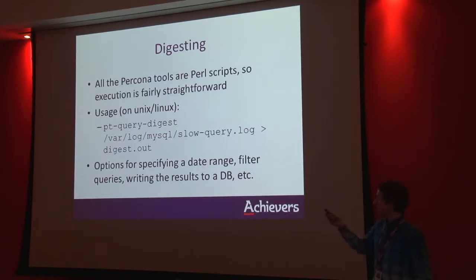So just to quickly go over running the tool, it's a Perl script, so all you need to do is execute it, point it to the slow query log, and point the output somewhere. The tool has many options, including specifying date ranges. You can write Perl code to filter what queries you want, and you can actually set it up to write this data to a database so that you can aggregate multiple executions of these digests and see how your application scales going forward.